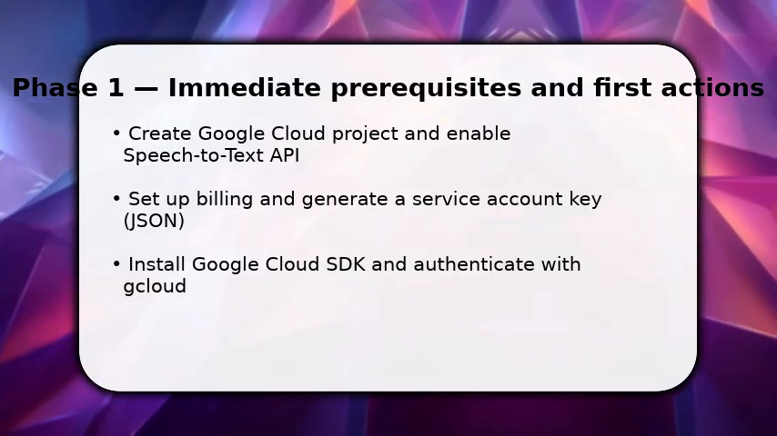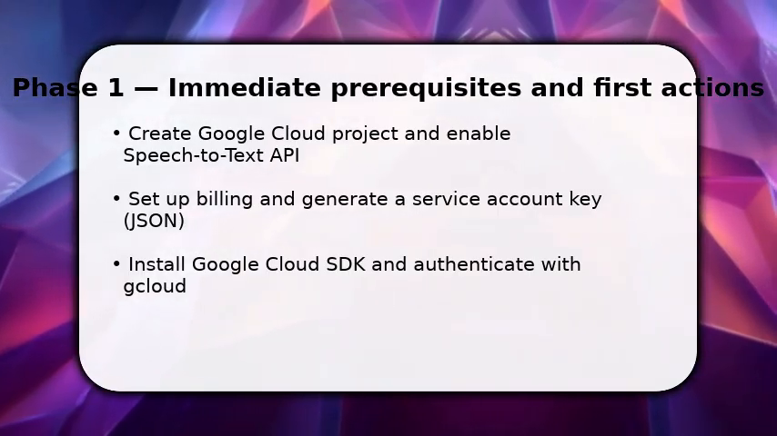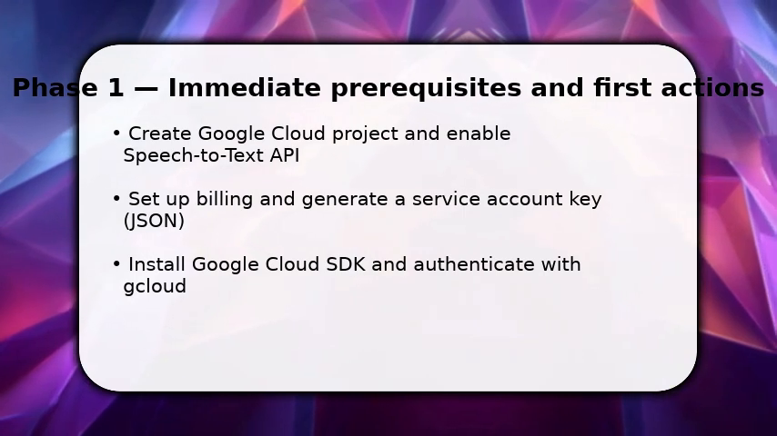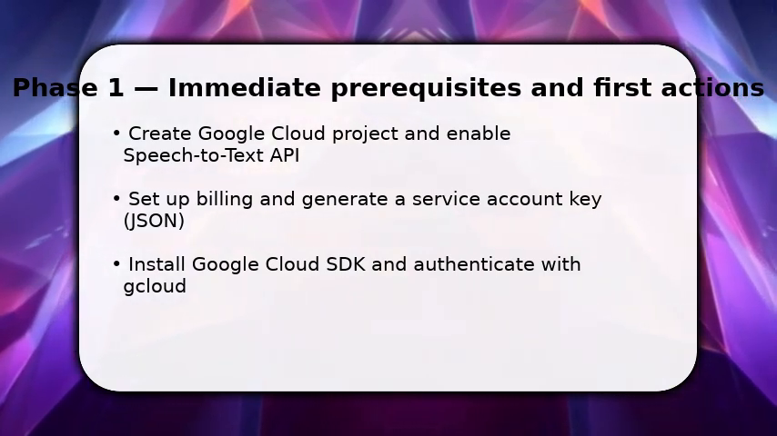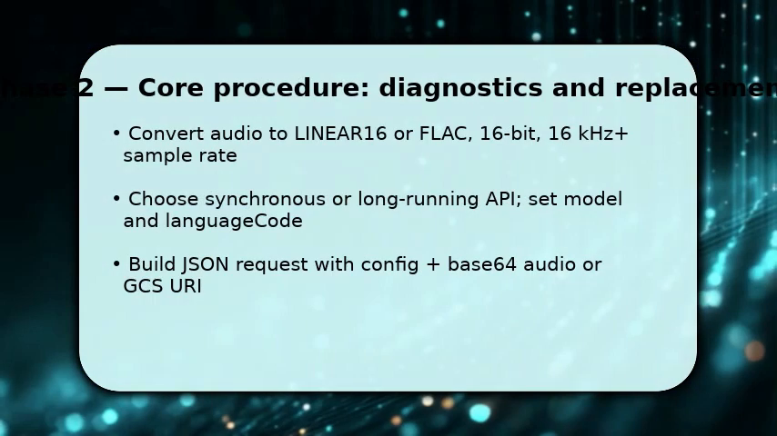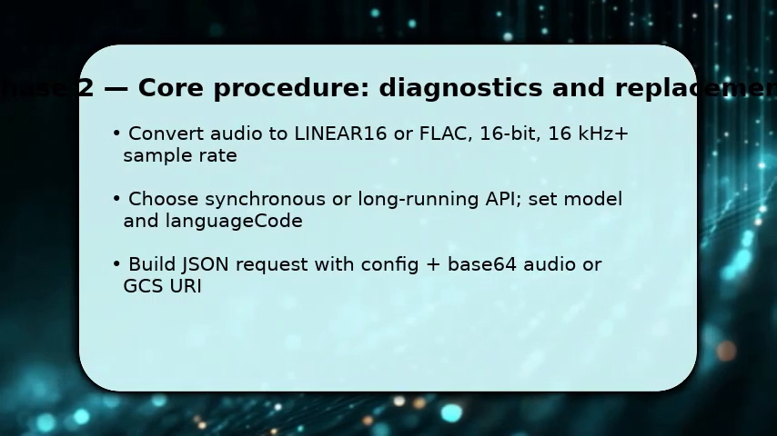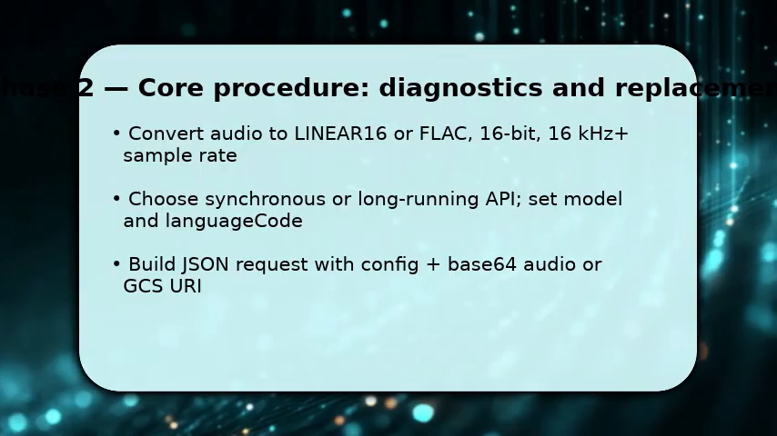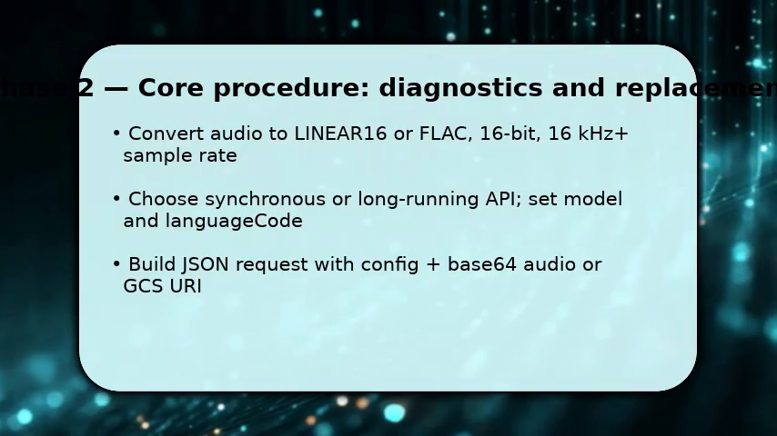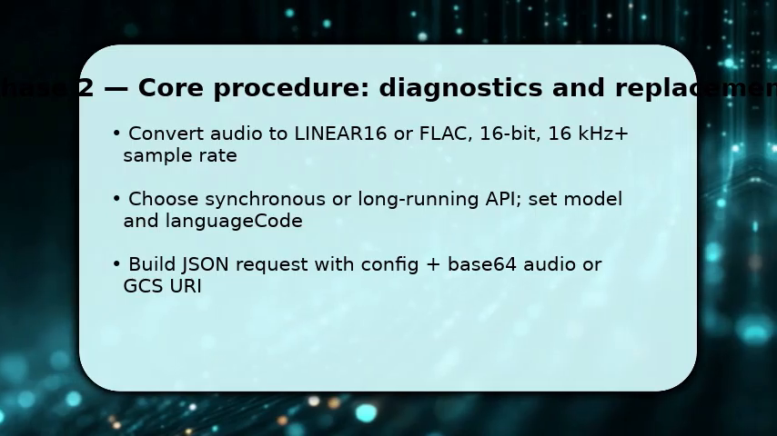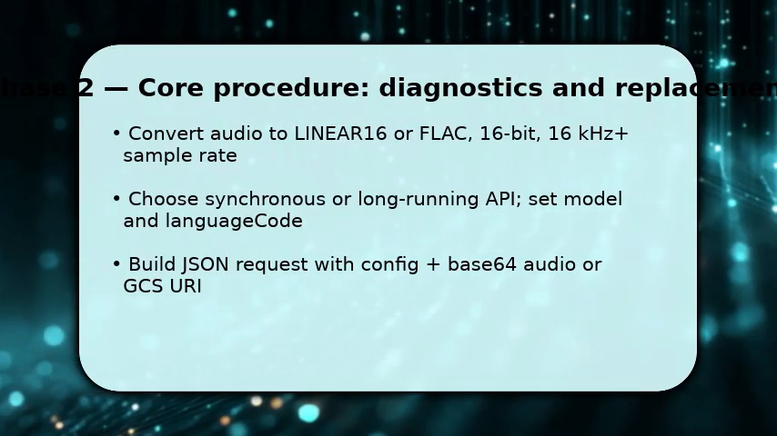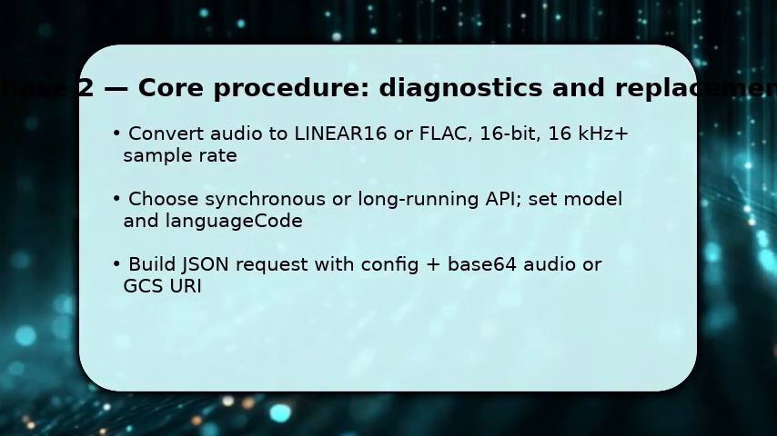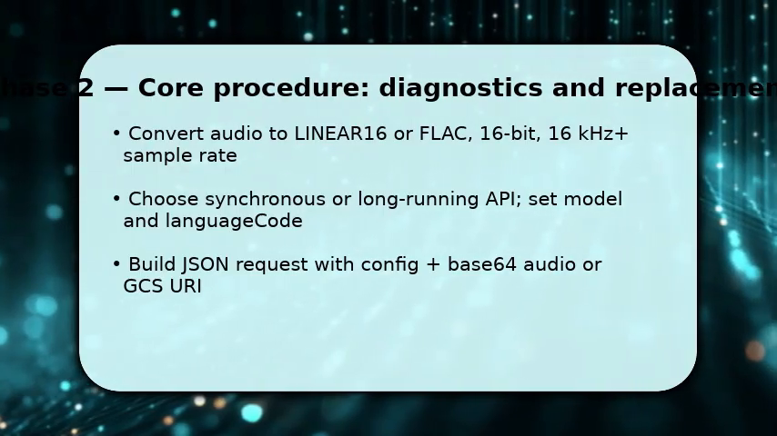Once done, confirm IAM permissions include roles/cloudspeech.client so you won't hit permission errors later. You should convert audio to linear16 or FLAC at a 16 kHz or higher sample rate for best accuracy. This reduces resampling artifacts. Then choose Synchronous Recognize for short clips or Long-Running Recognize for files over 1 minute, and set model and language code to match the content.